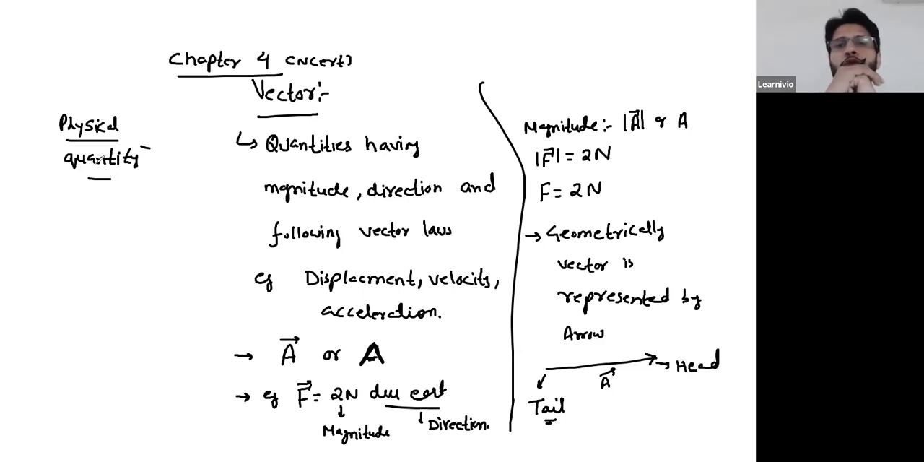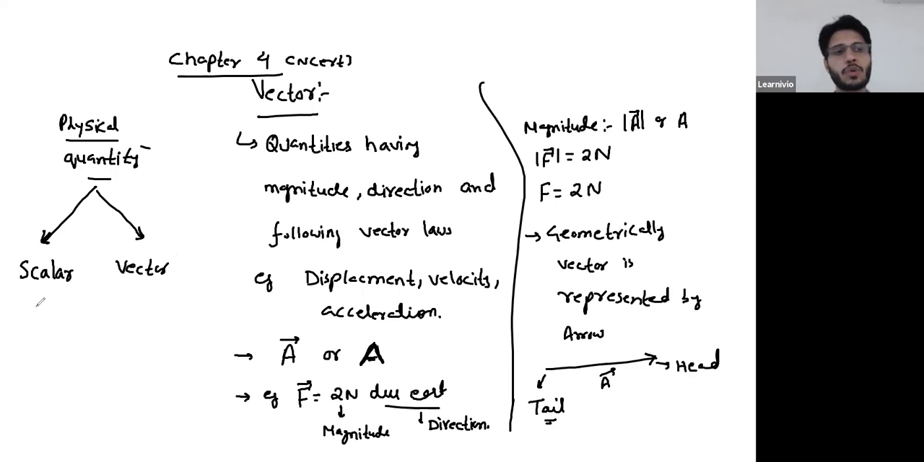Physical quantity means quantities that can be measured. Each and every quantity that you can measure is a physical quantity. You can measure speed, you can measure velocity, you can measure acceleration, you can measure force. So whatever the quantities that can be measured is a physical quantity. You can divide physical quantities into two broad categories. It can be either a scalar or it could be a vector.